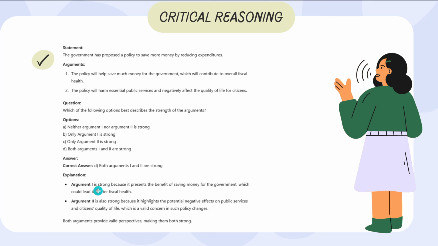What is the reason is, argument 1 is strong because it presents the benefit of saving money for the government, which could lead to better fiscal health, and the second one is strong because it highlights the potential negative effects on public services and citizens' quality of life, which is a valid concern in such policy changes. So both arguments provide valid perspectives, making them both strong. Okay, now let us go into another question.